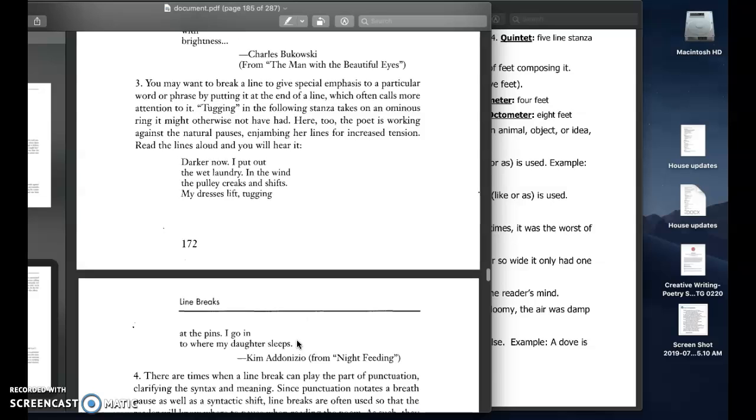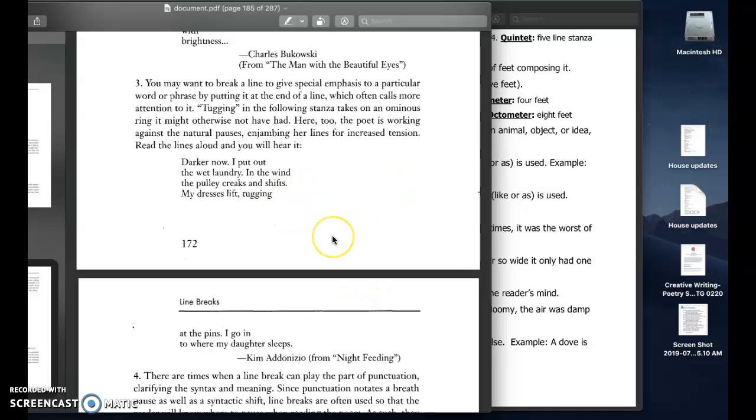Tugging in the following stanza, darker now, I put out the wet laundry. In the wind the pulley creaks and shifts. My dresses lift tugging at the pins. I go in to where my daughter sleeps.